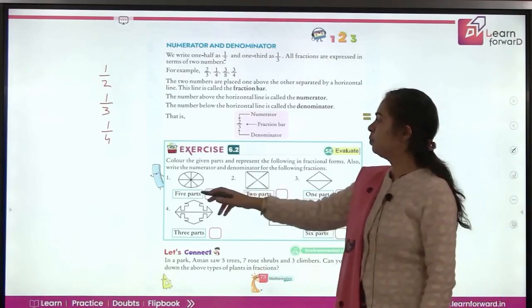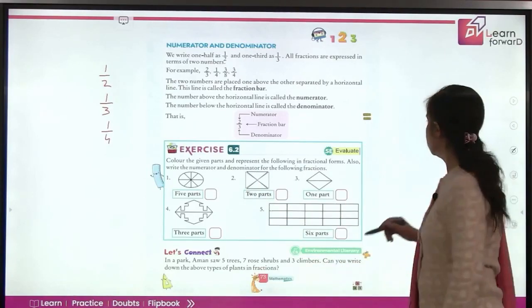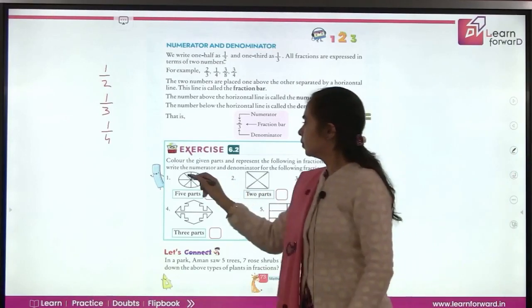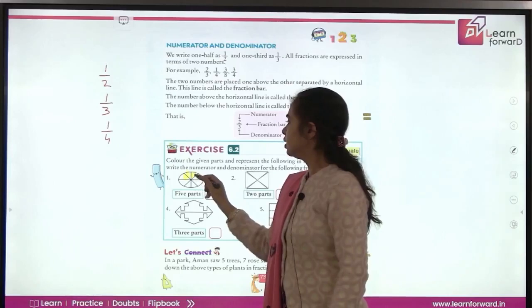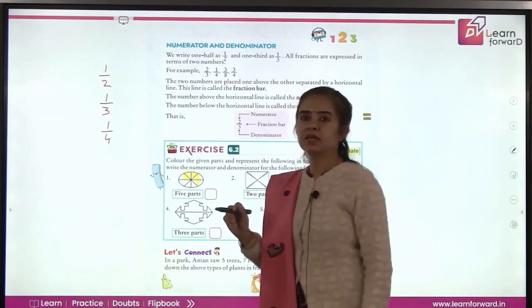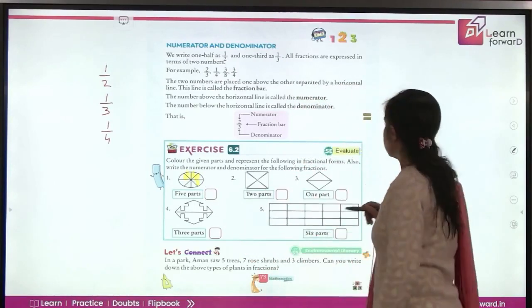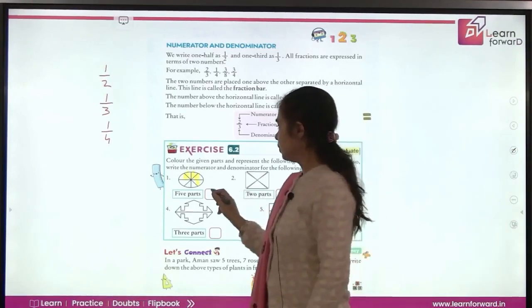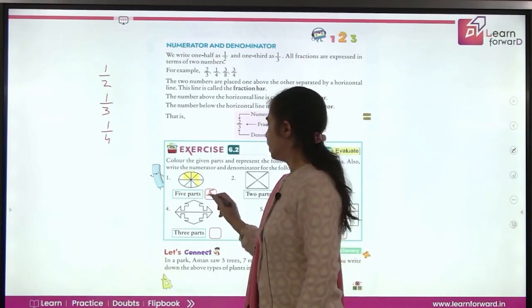So you have to make 5 parts here. Color 5 out of these. 1, 2, 3, 4, 5 parts colored. Out of how many? Out of 8. So how will you write the fraction? 5 by 8.